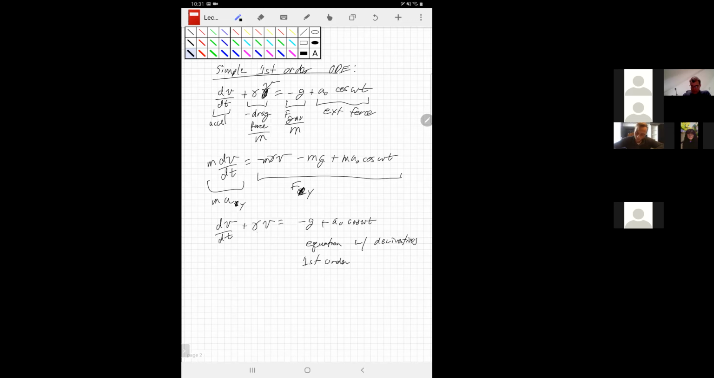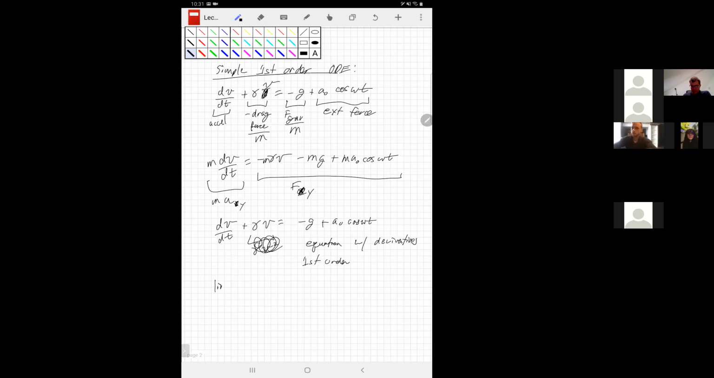Now, what if I replace this with gamma v squared? Is it still a first order equation or is it something else? Still first order. Yep, because it still only has a first derivative. The order of a differential equation depends on the derivatives, not on the other things. I could have v to the 17th for God only knows what reason. It wouldn't change the fact that it's a first order equation.